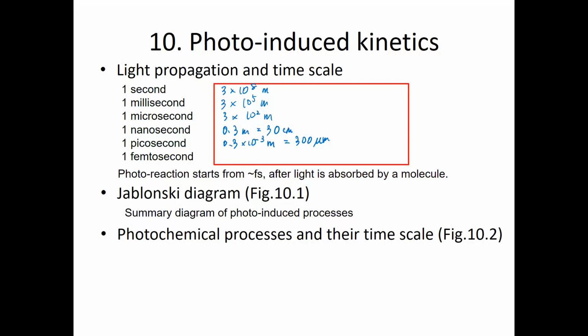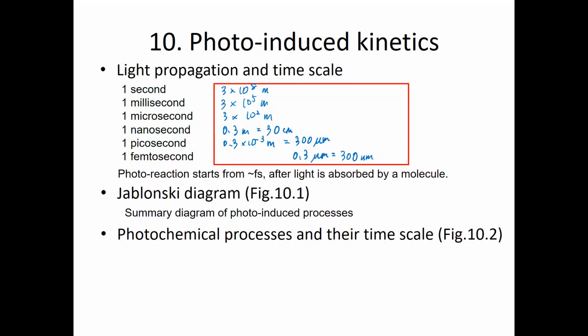And now for femtosecond, it's like 0.3 micron, which is 300 nanometer. Now it's very small, and probably you cannot recognize the distance. So this is the length you are thinking about when we think about the time scale shown here.